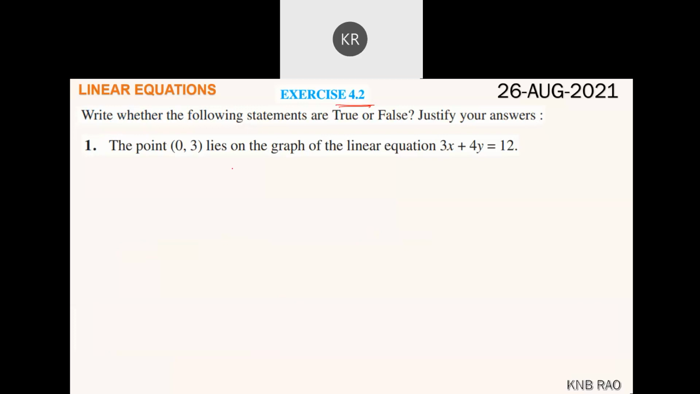Next, exercise 4.2, based on the same concept of true or false. The point 0,3 lies on the graph of the linear equation 3x plus 4y equals to 12. True or false? True, sir. Very good.